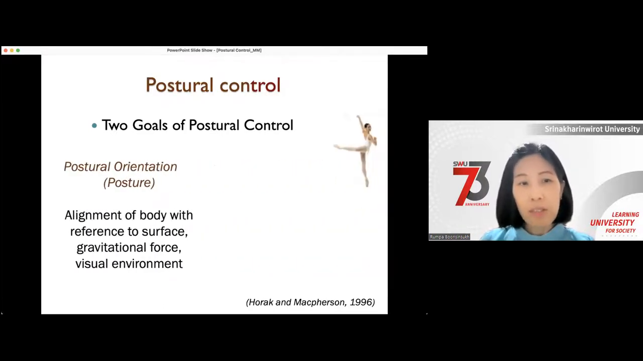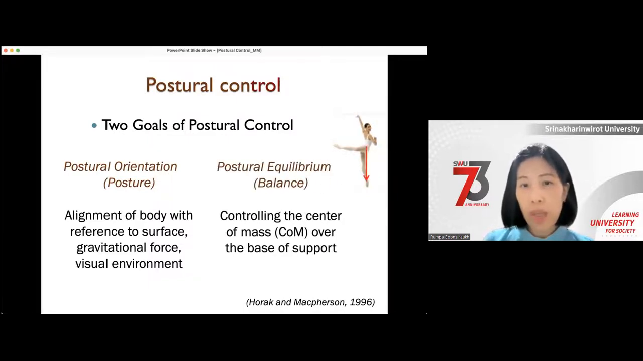The first one is postural orientation, or what we call posture. Posture is the ability to keep the alignment of the body with reference. Reference can be surface, gravitational force, or the visual environment. So postural orientation is to align the body properly with the environment. The other goal of postural control is postural equilibrium, or balance, and this is to control the center of body mass within the base of support.